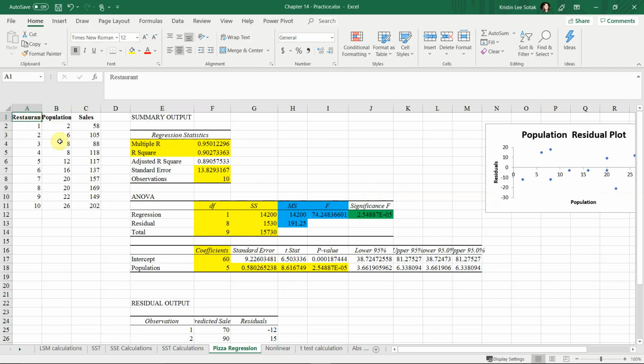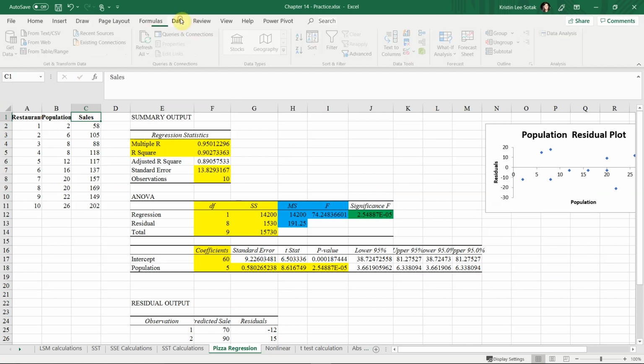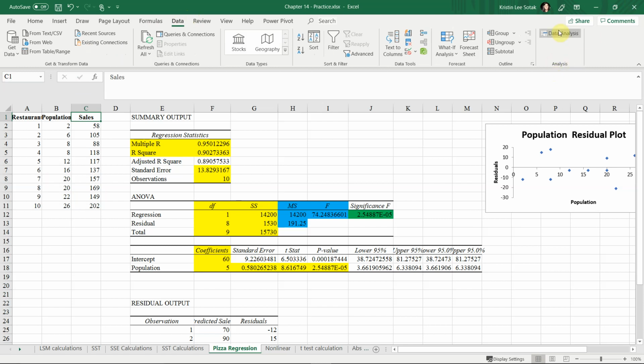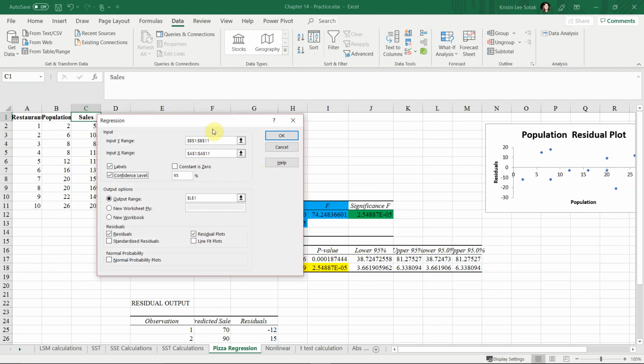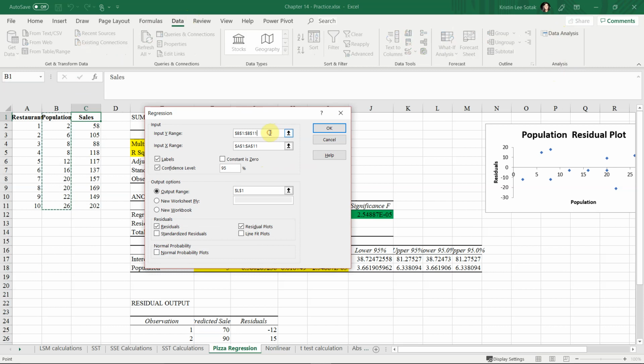So here's the data, right? You've seen this before. The restaurants, their population, and their sales. In order to do regression in Excel, you go up to Data, go over to Analysis, go to Data Analysis, select Regression, hit OK, and here you can enter all of your information that we've seen before. So the Y, remember, your Y is your output, so that's sales. So select all your sales data.